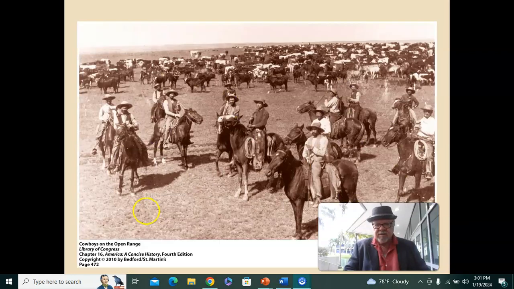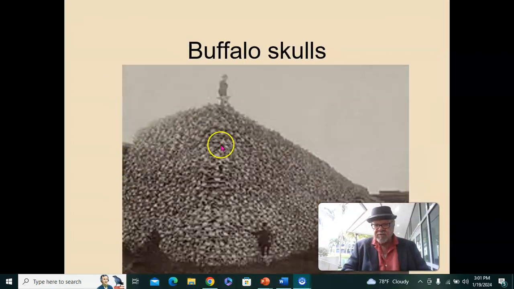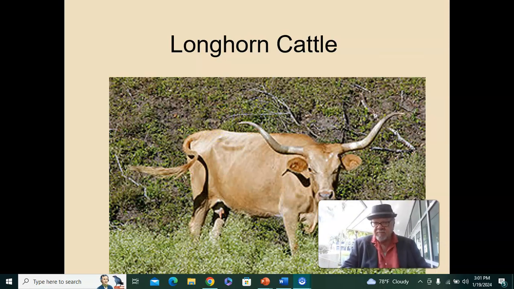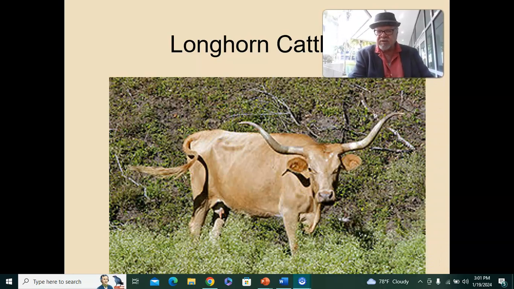This brings us to longhorn cattle. And you might ask me, why were they called longhorn cattle? And I'll give you a moment to look at the picture and guess.